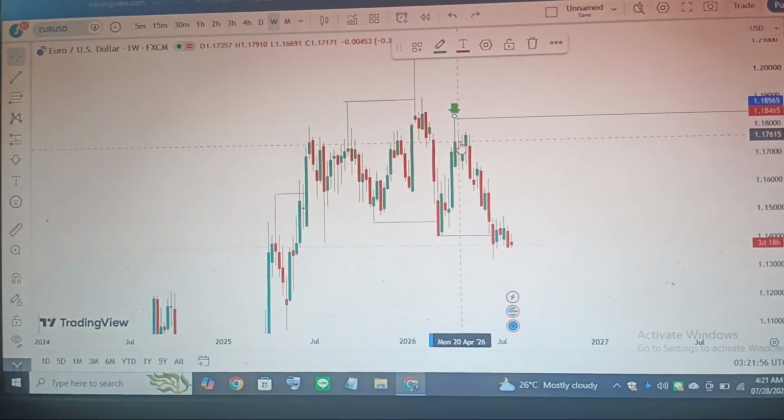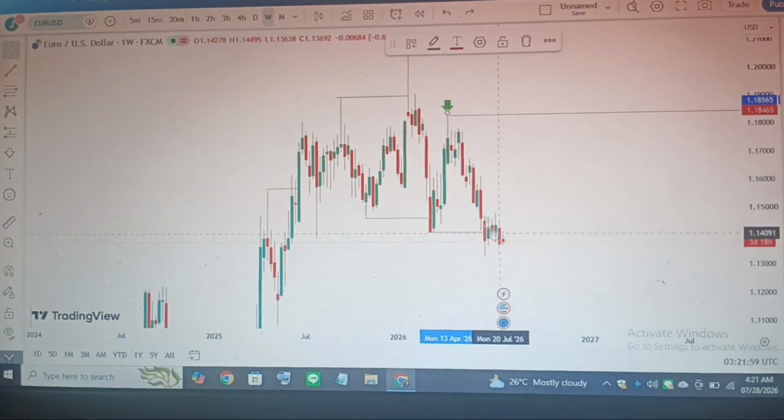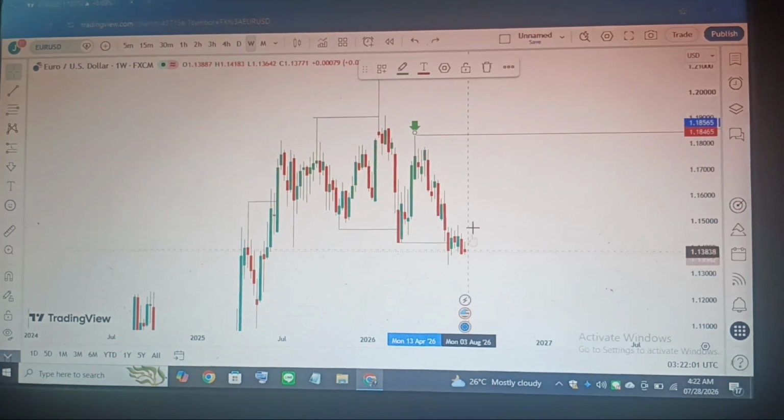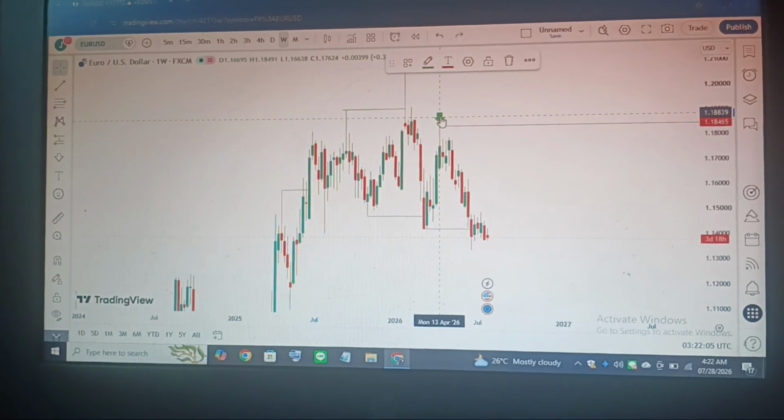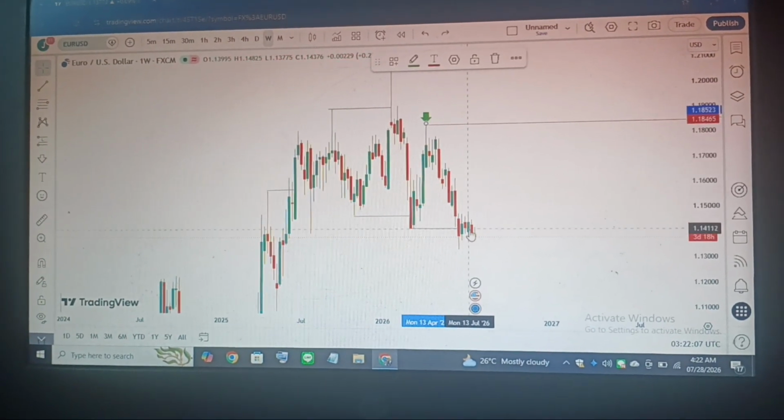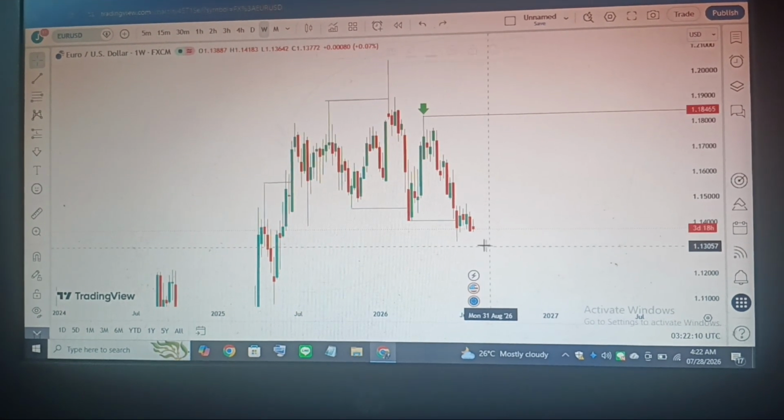What I can say here is the market is building bearish momentum to the downside. Since the market is building bearish momentum to the downside, we'll be working with more selling. We should be looking for opportunities of selling in this market condition.